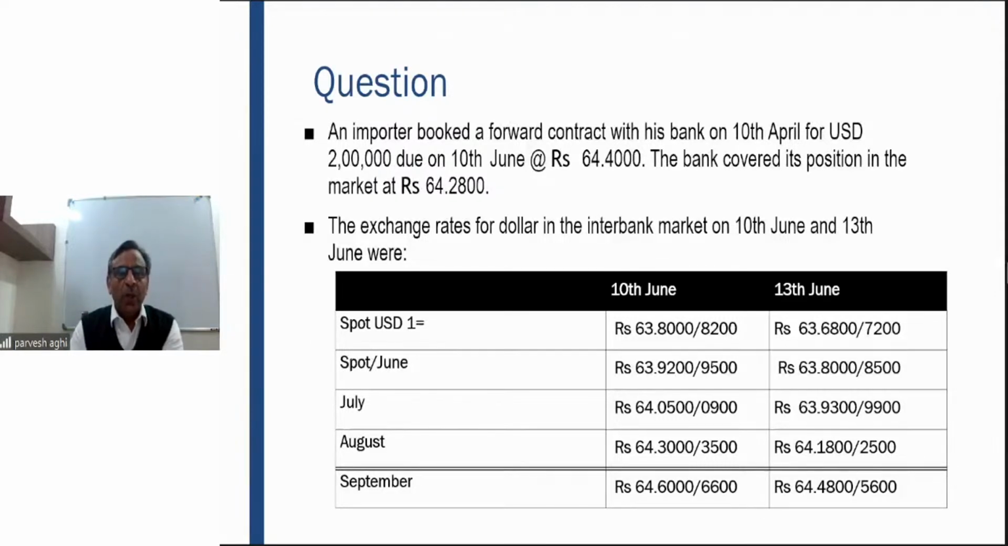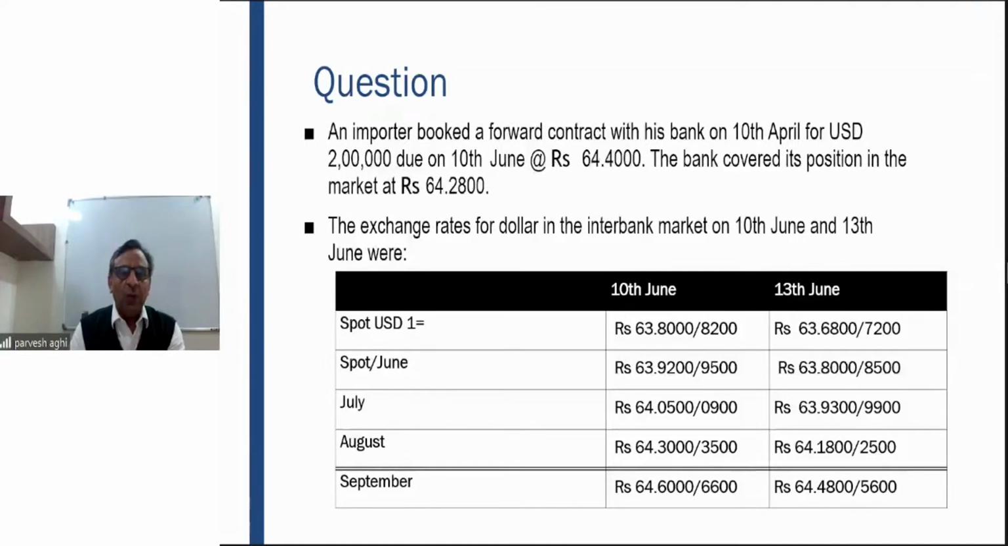So the bank says, okay, we will book a forward contract for you and give you the dollars at 64.40. At the same time, the bank has covered its position in the market. So they have actually sold the dollars at 64.4. So they are going to buy the dollars. So they bought it at 64.28 and sold the dollars to you at 64.40. So they made a profit on it anyway.